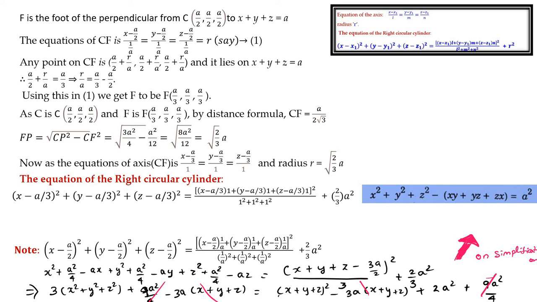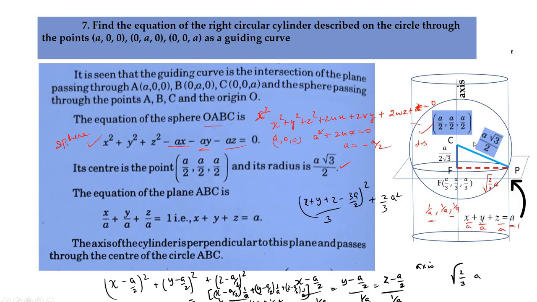So we know what C is, and what is that F? Having got this, by distance formula we can obtain CF, which we can find as a by 2 into root 3. Now we have FP square to be CP square minus CF square. So CP square minus CF square is FP square.